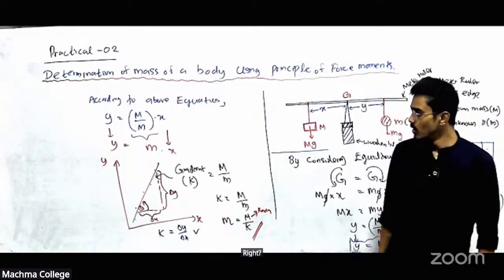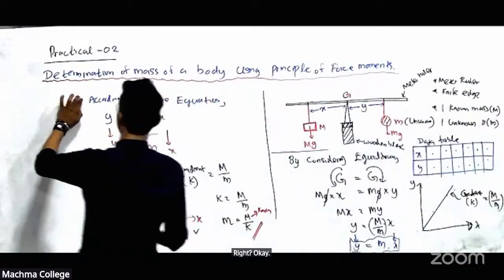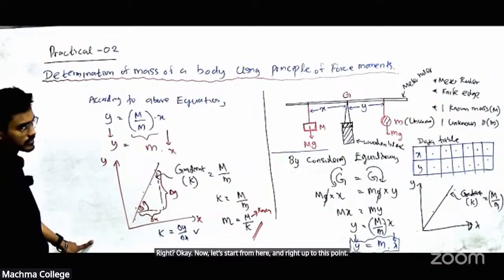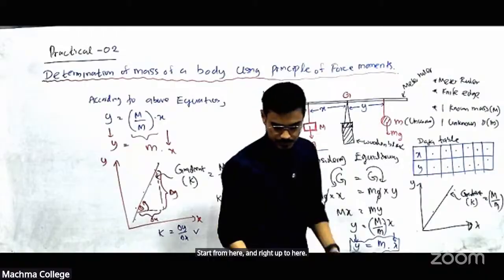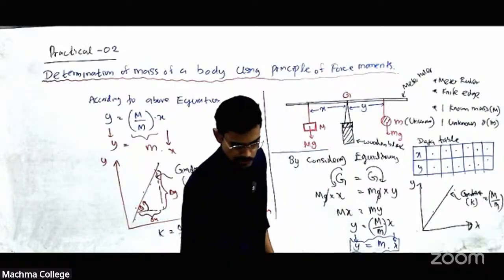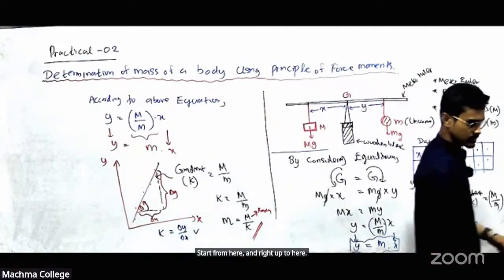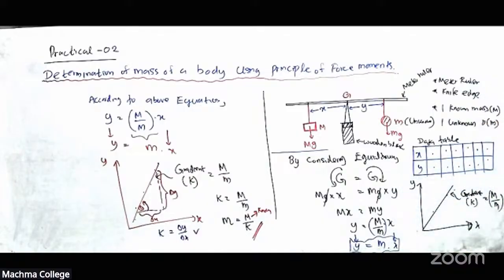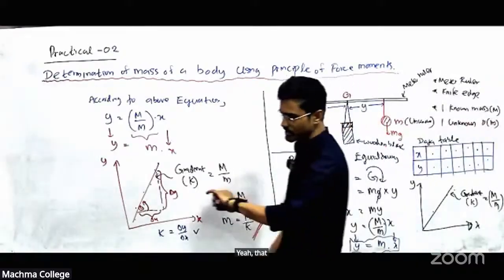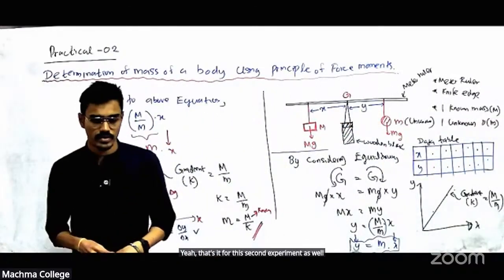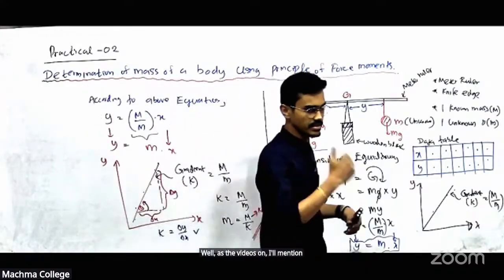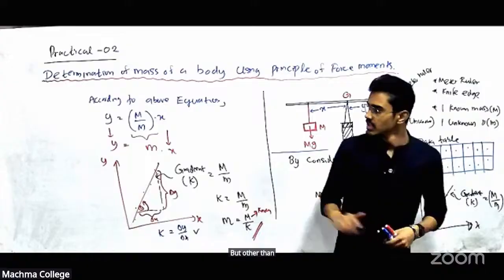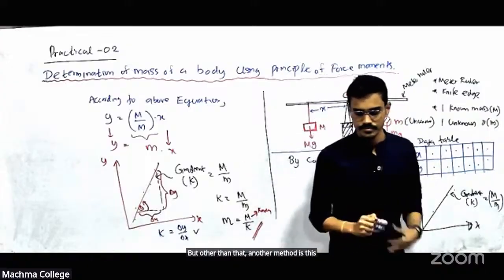Okay. Now start from here and write up to this point. Start from here and write up to here. That's it for this second experiment as well. There are a few important facts to be mentioned. As with the previous one, I'll mention a few facts as remarks and important points. Other than that, the method is this. That's done. That's it.